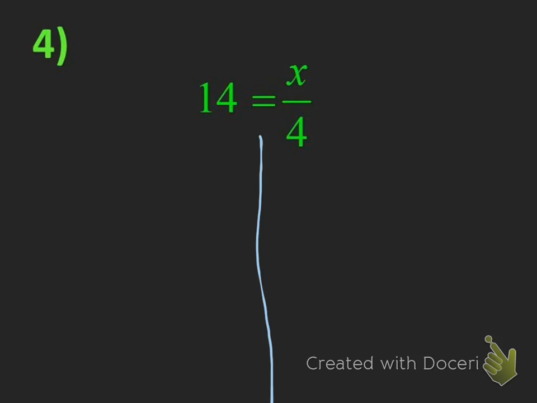What is bothering the x? The 4. And what is this operation? Division. And how do I undo division? Multiplication. So I'm just going to write a times 4 next to each side.